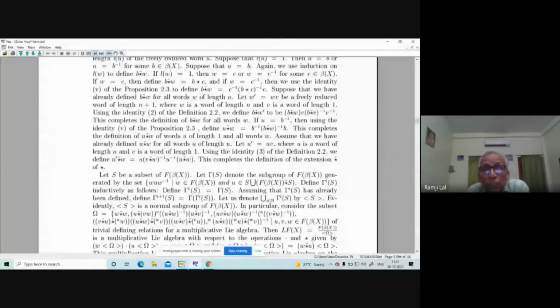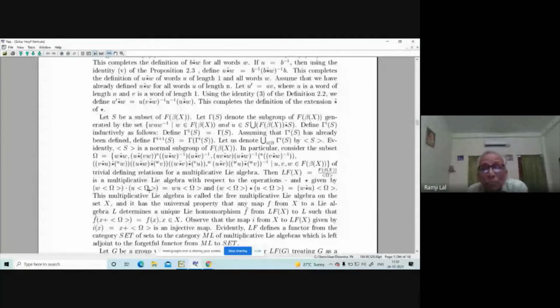In this case, let us denote this by S. Evidently, this is a normal subgroup of F_β(X), and in particular, consider the subset Ω, which again comes from all those trivial relations on this. So look at this S. In particular, consider the subset Ω in the place of S, and look at the subgroup generated by Ω and call it L(F(X)). And this is indeed the free Lie algebra on X. You can define the product here and the star over here as this, and this is a free Lie algebra.